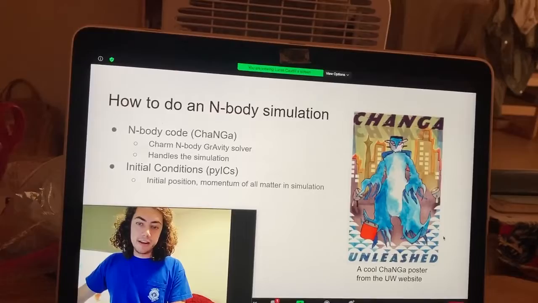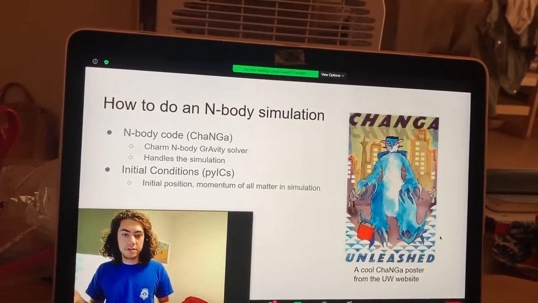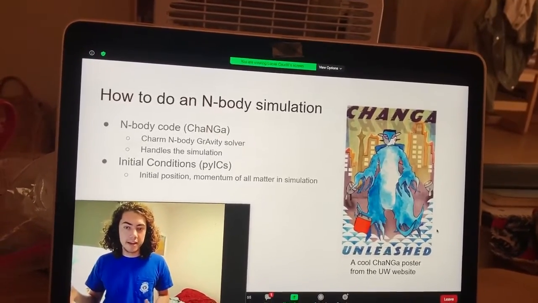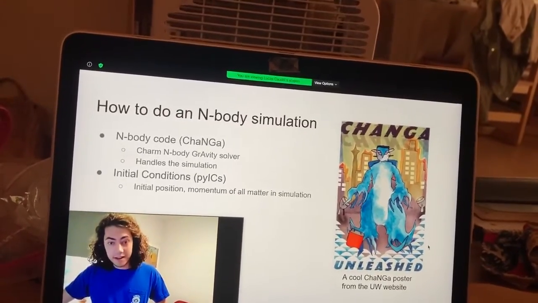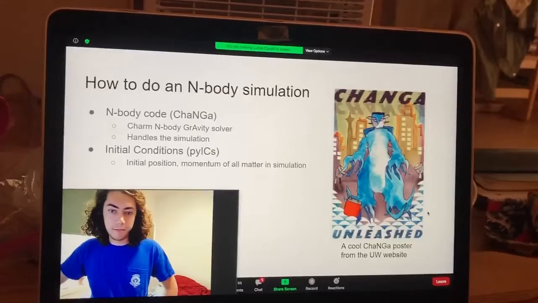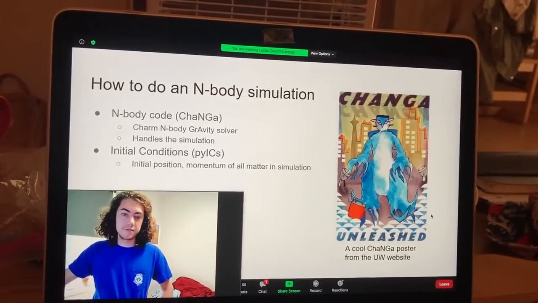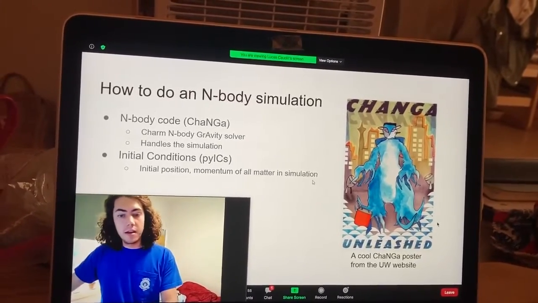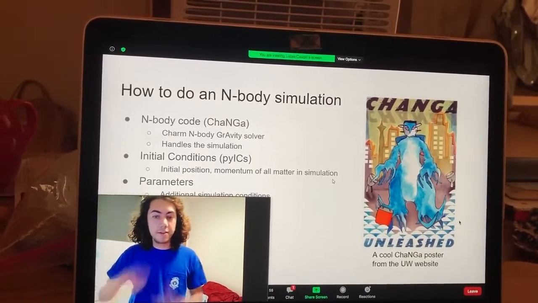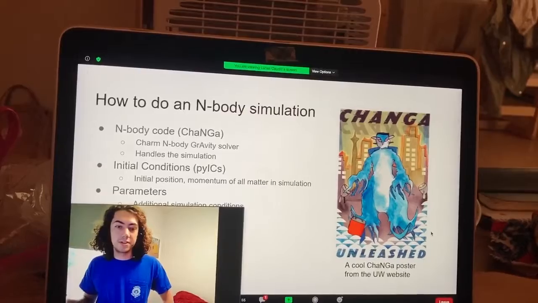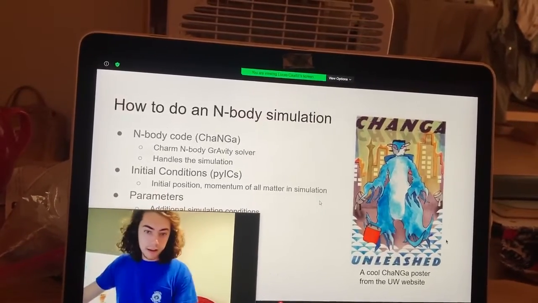The next thing that you need is an initial conditions file, which in our case was generated using a Python package called PyICs. The initial conditions file tells the N-body code what the initial position and momentum is for all matter in the simulation. And the last thing you need is a parameter file, which contains a bunch of other information that's important for running the simulation, like the number of particles involved.